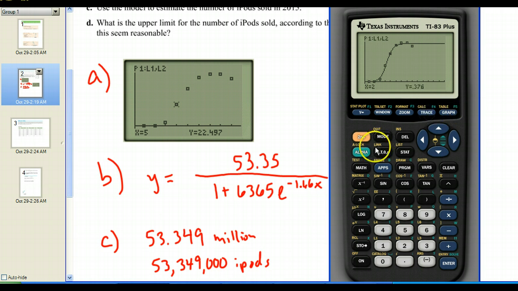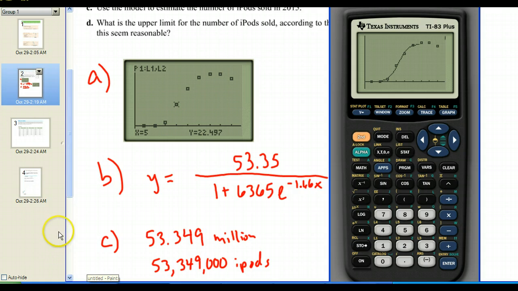Now hit trace on your calculator, press down, make sure you're not in your points, press down if you're in the model, and now press 15. And there's again another way to approximate it. So either way would work. I'm going to go zoom 9, zoom back to my original, just in case I need to come back to it.